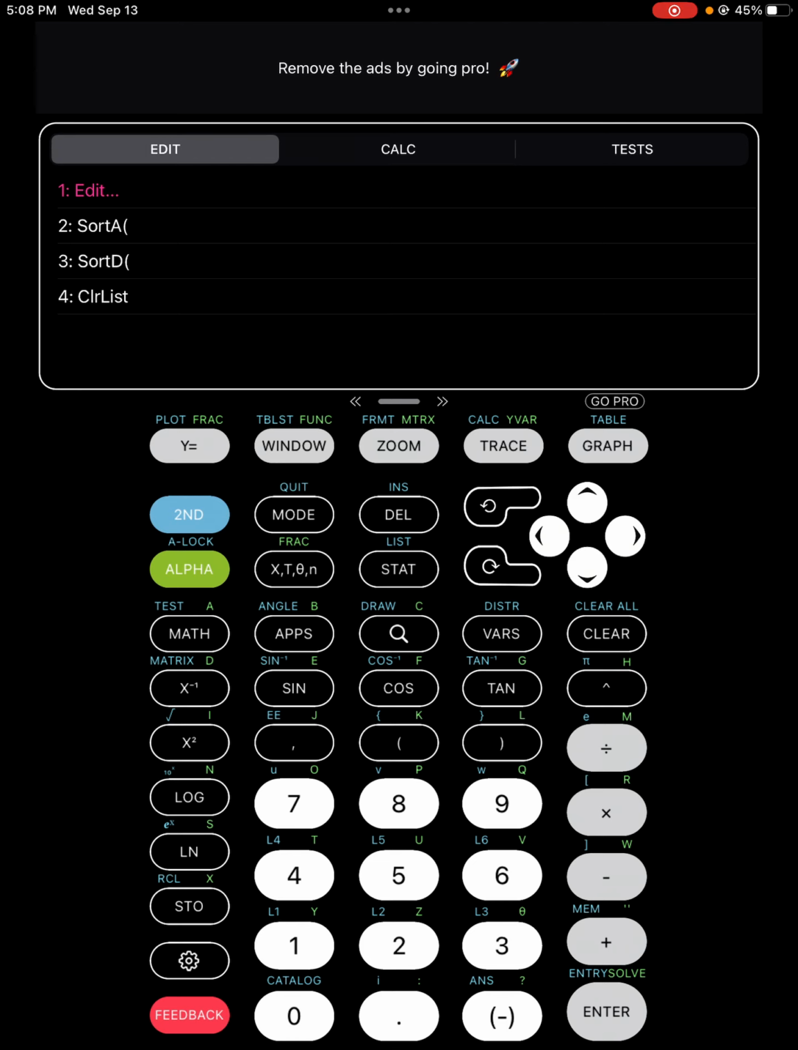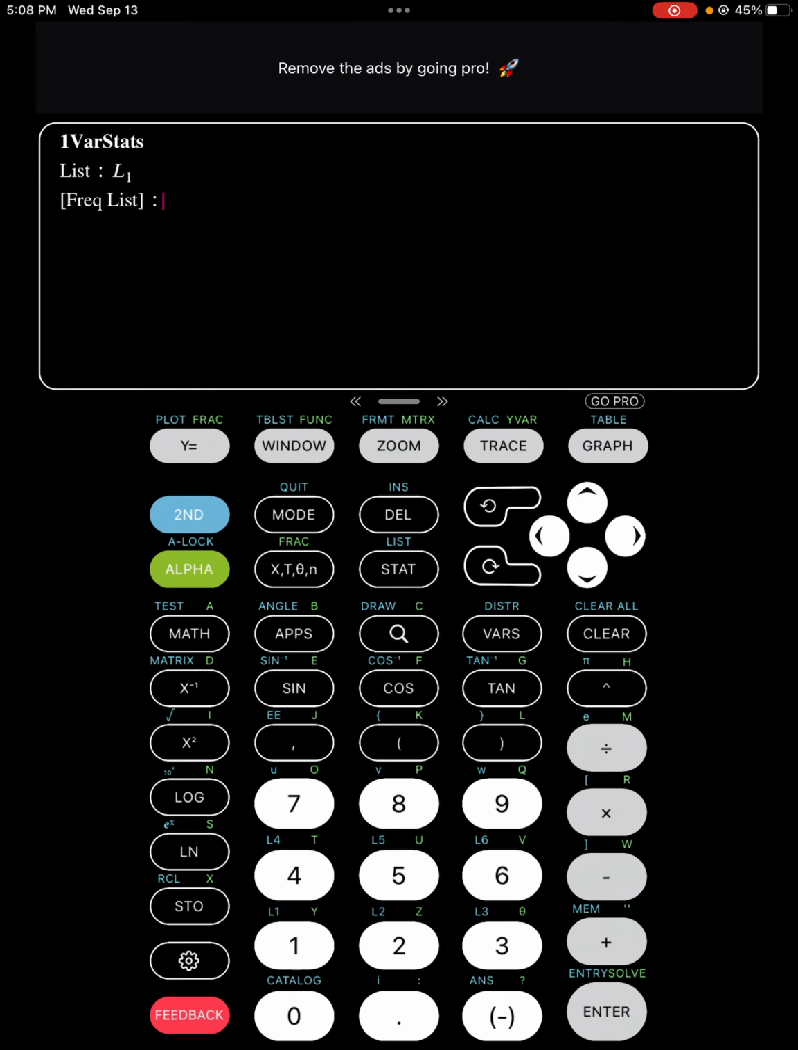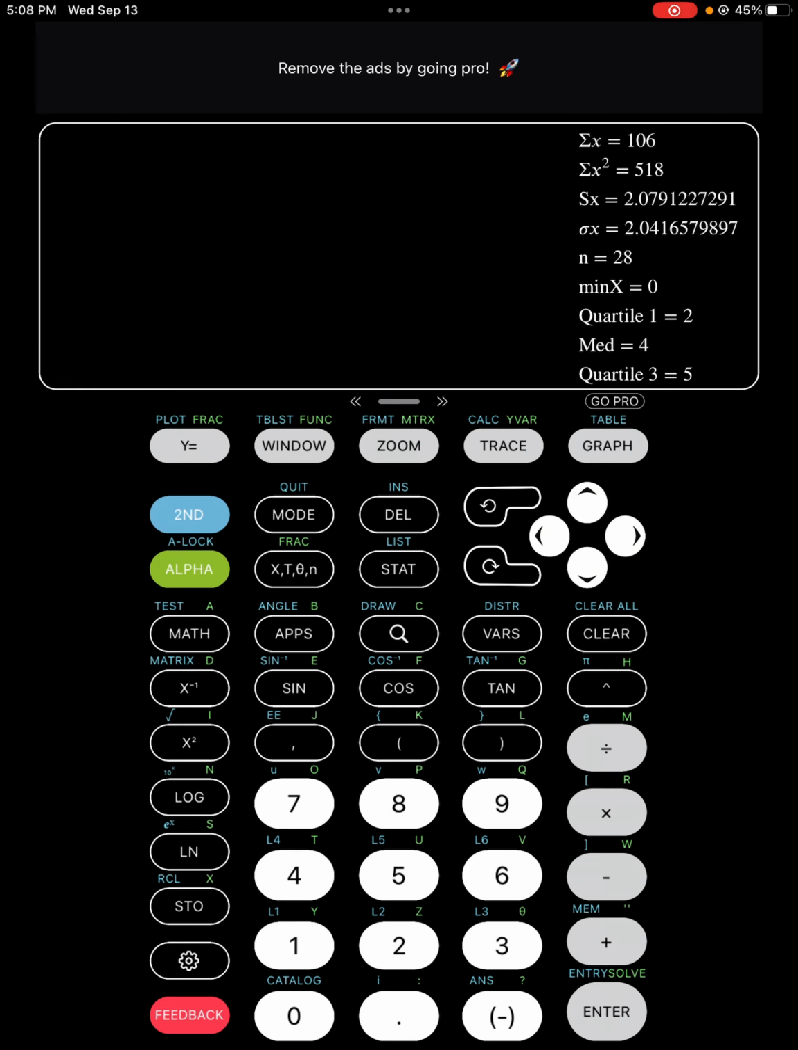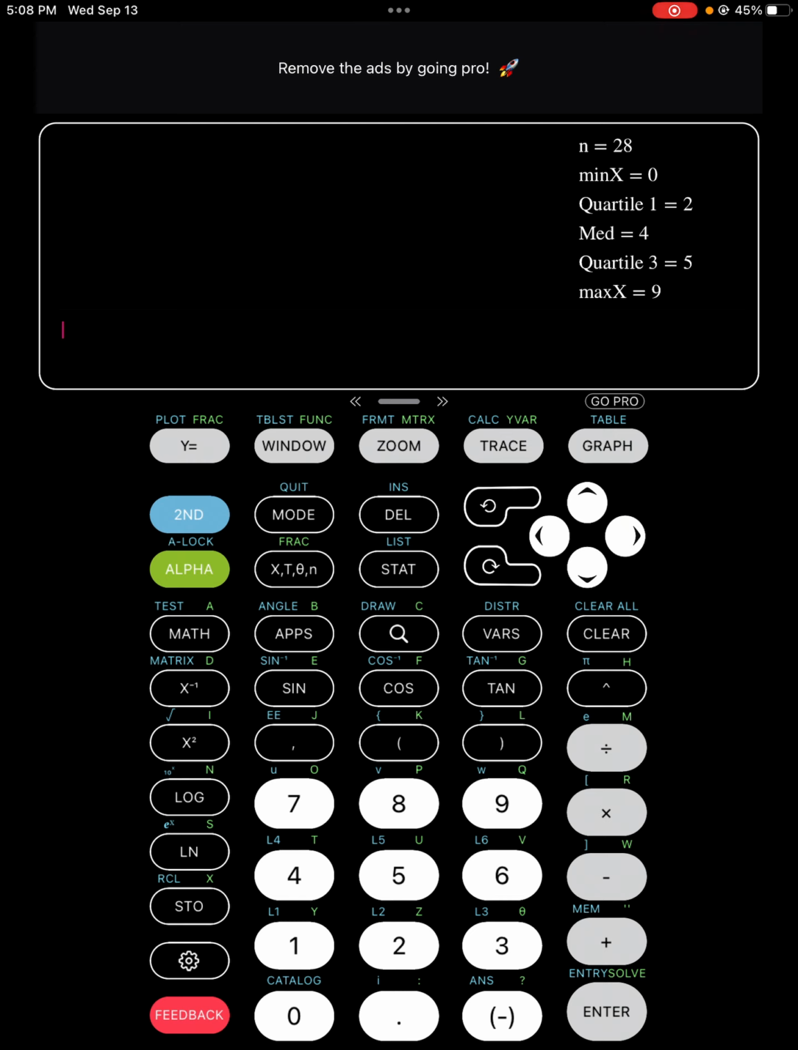Hit stat, move to one variable stats again, make sure it's the proper list, and we see our average, we see our standard deviation, but we also see our minimum, our quartile 1, quartile 2, quartile 3 values, quartile 2 being the median, and we see the max value.